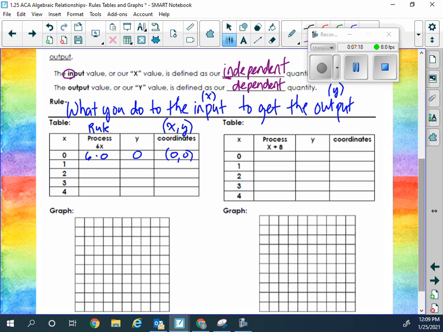Okay, let's do the next one. It would be 6 times 1, which is 6. So then your coordinates would be 1, 6. Guys, the x has to come first. Okay? So if I put in 2 for x, then that would be 6 times 2, which is 12. So then the coordinates would be 2, 12. Go ahead and finish that out. Don't forget your parentheses when you write coordinates.